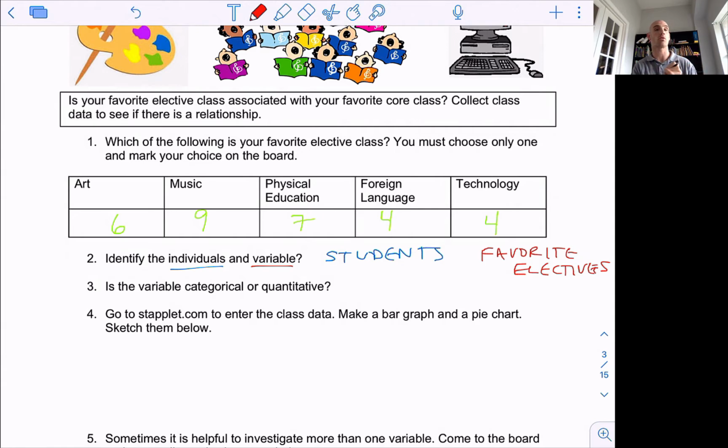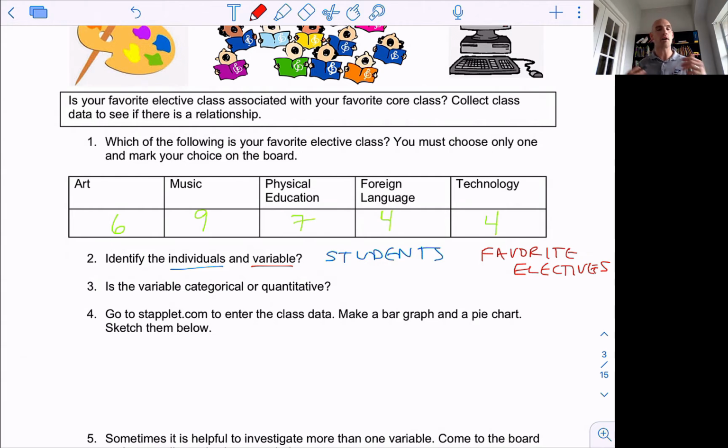So then what we're going to talk about is whether the variable is categorical or quantitative. Maybe you don't know what a categorical variable is, but think about the word quantitative variable. What do you see in there? Hopefully you see the word quantity. So you need to ask yourself, did the question ask for a quantity? Where students sometimes get confused is, well, you had 6 people that said art, so therefore it's a quantity.